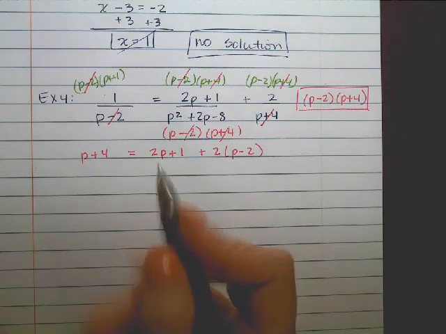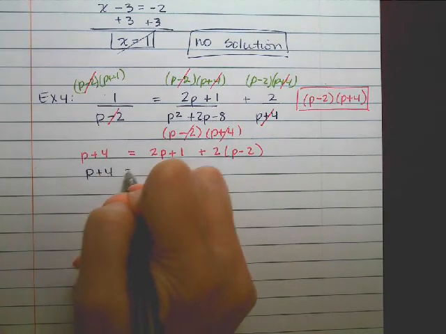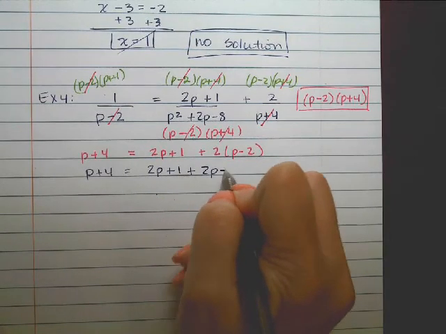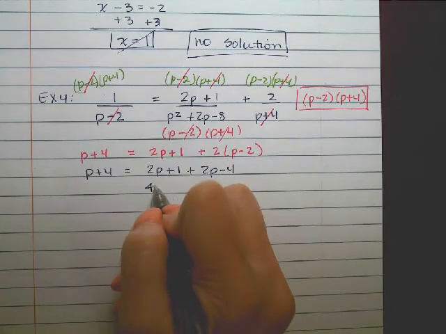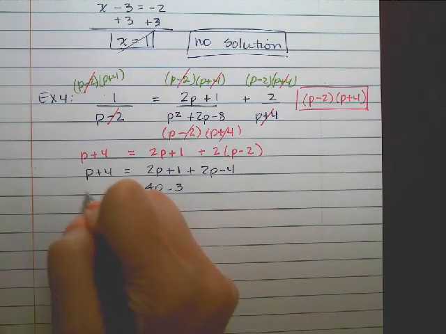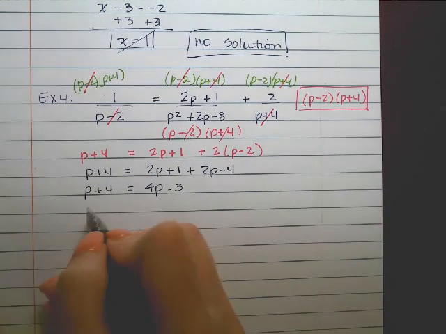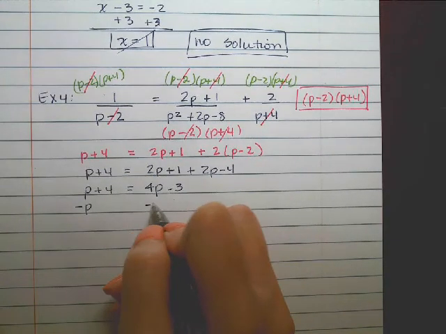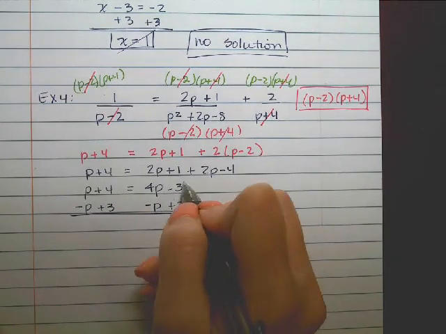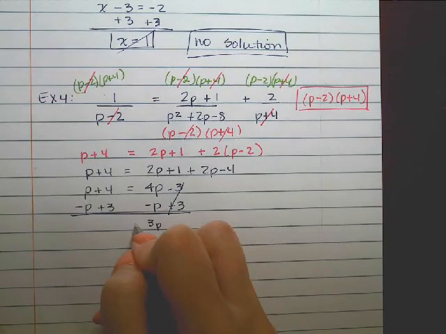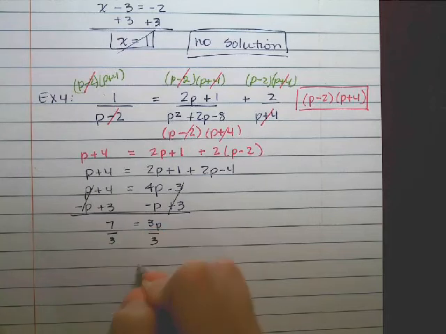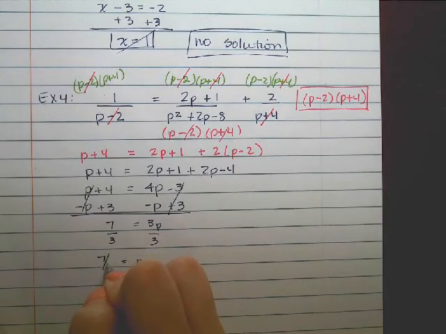All right, we're going to clean it up a little bit. P plus 4 stays the same for right now. 2p plus 1 plus 2p minus 4. We have 4 p's here, and then a negative 3. So p plus 4. Okay, we're going to subtract p from both sides and add 3 to both sides. These will cancel out, leaving 3p. These will cancel out, leaving 7 divided by 3, and p equals 7 over 3.